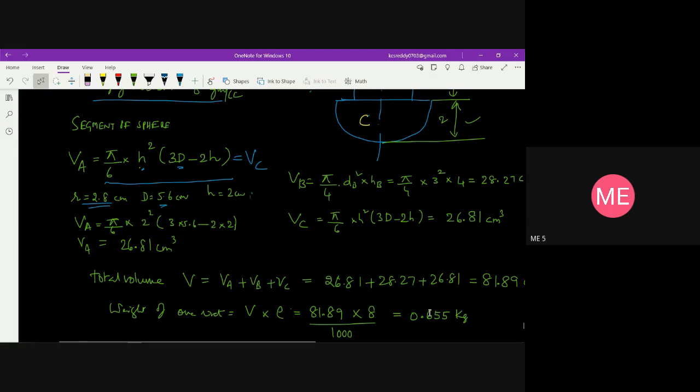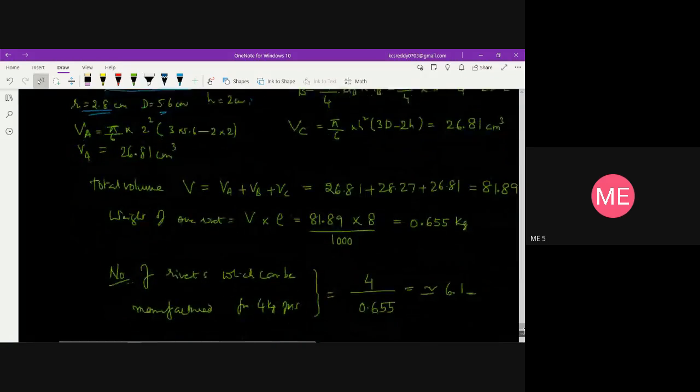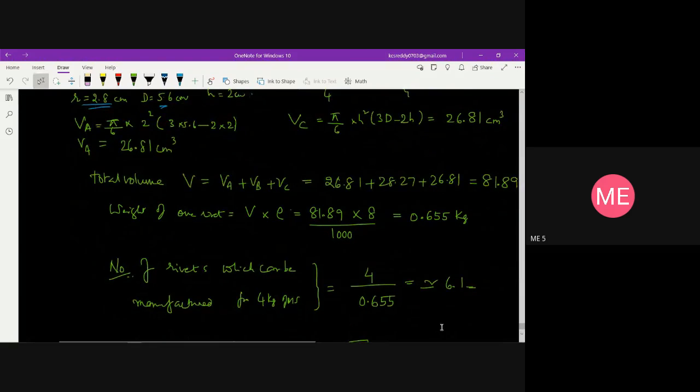Means one rivet weighs 0.655 kg. I have 4 kgs of raw material. So assuming that there is no wastage, one rivet weight is going to be 0.655 kg. So how many rivets am I going to manufacture? So 4 by 0.655 will give 6.1. So assuming that it is approximated to 6 rivets, the number of rivets which can be manufactured is going to be 6 rivets.